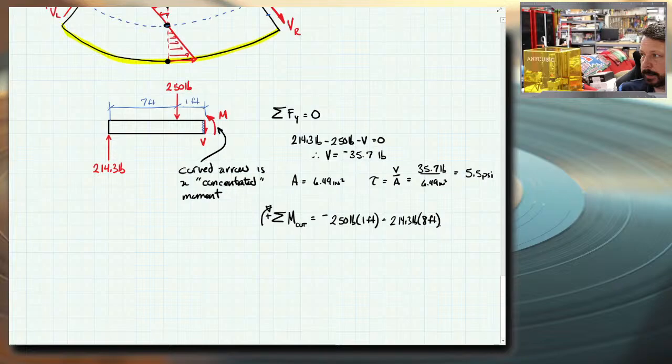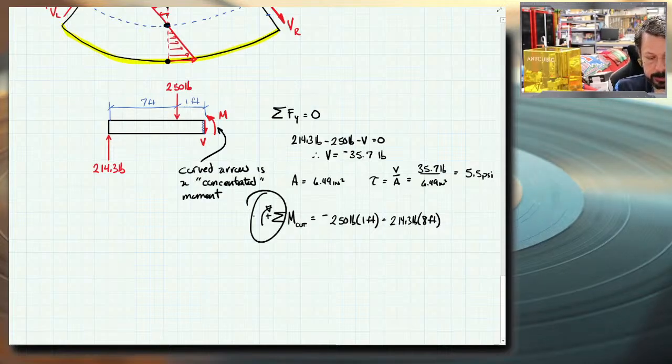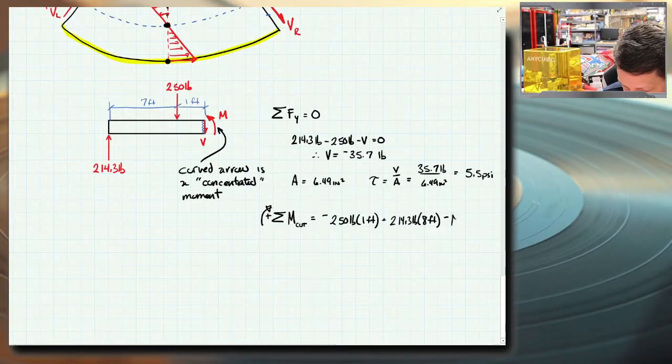And then I've got M. And M is already a concentrated moment. It doesn't matter that it's on the surface or about the surface that I'm looking for. It's just either plus or minus. And so I said in my equation, clockwise is positive. This arrow is drawn counterclockwise, so minus M.